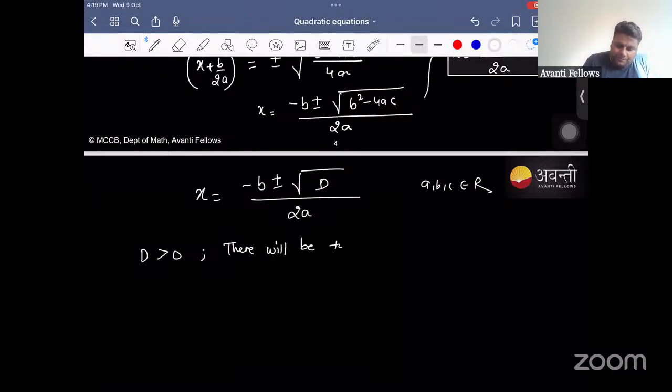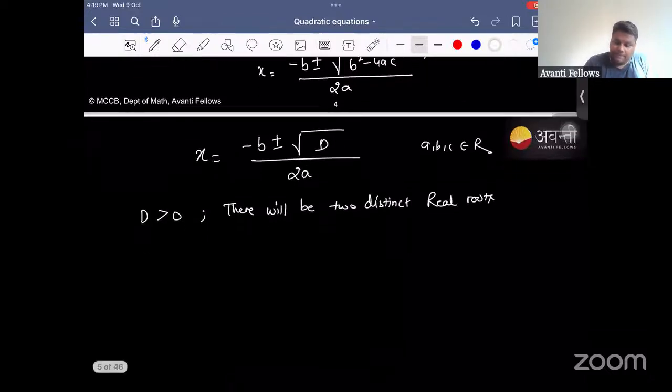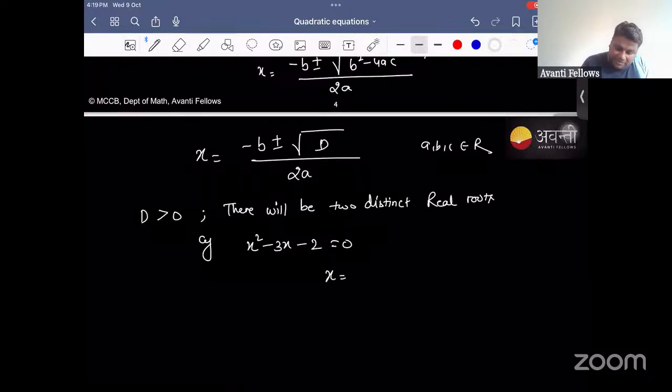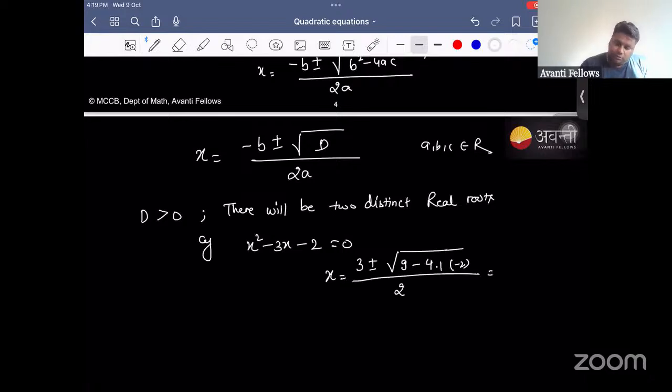There will be two distinct real roots. For example, if I say x square minus 3x minus 2 equals 0, what will be x? x is minus b plus minus under root b square minus 4ac upon 2a, so 3 plus minus under root 9 minus 4, a is 1, c is minus 2, upon 2. So what do you get? 3 plus minus under root 9 and 8, 17, upon 2. So these are the two roots that you got.